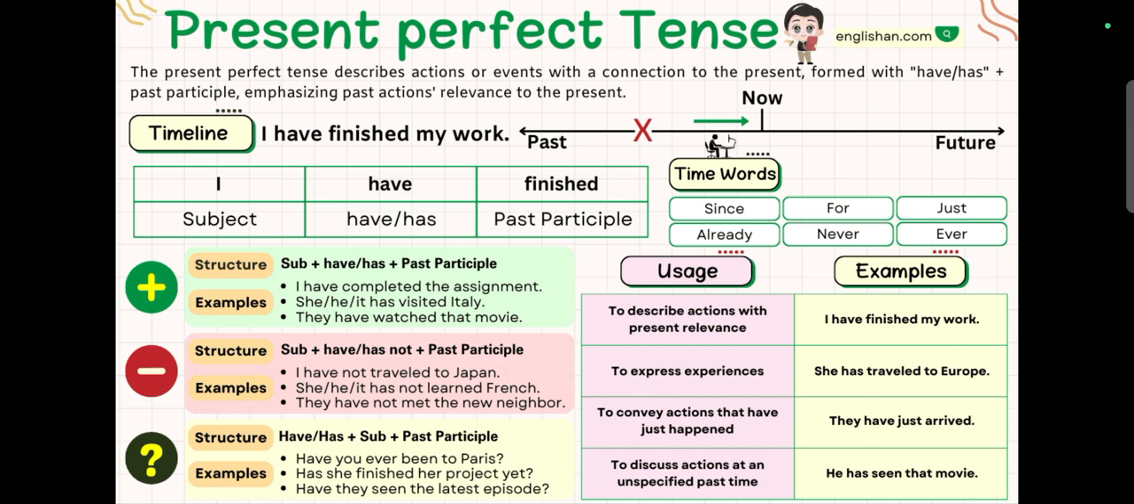Right below we have the sentence structures for the affirmative, negative and interrogative with some examples. Practice these examples. And some of these, like I have completed the assignment, have you ever been to Paris, has she finished her project yet? So these are some important examples. Practice in your own language. Some uses: to describe an action with present relevance. For example, I have finished my work.